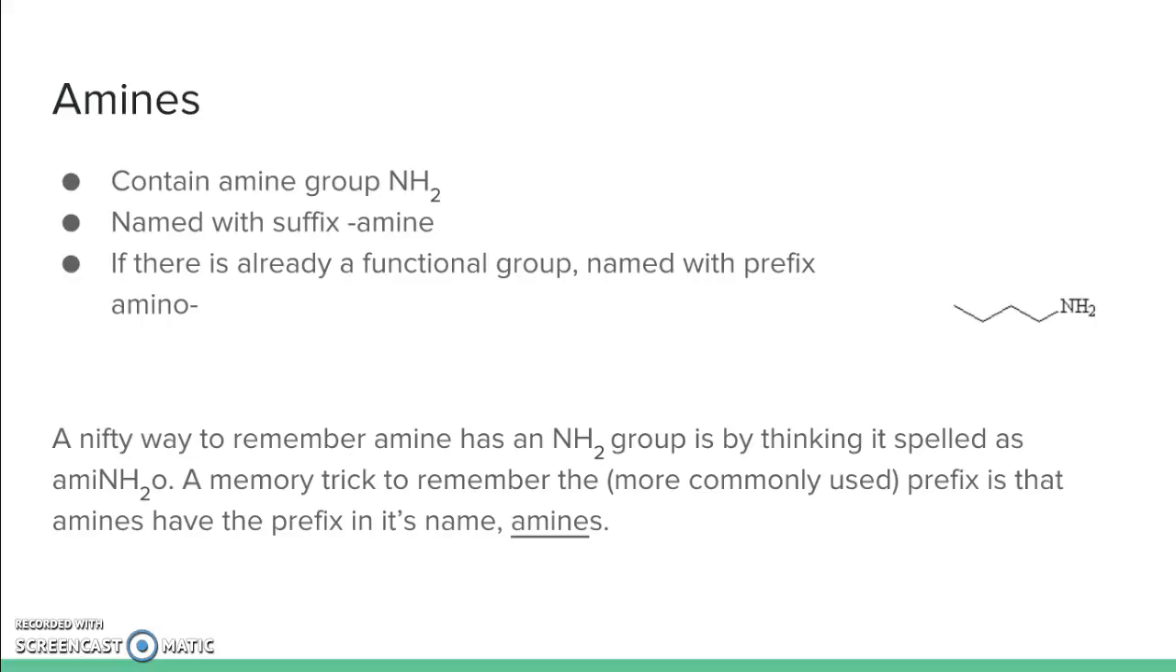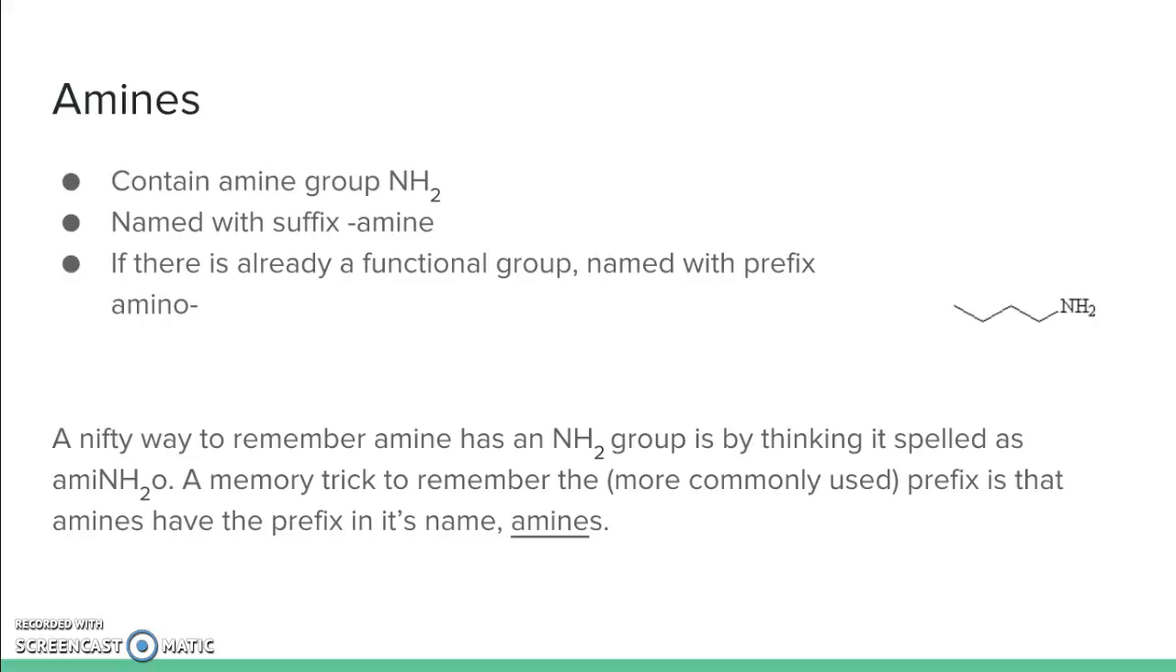So amines. Amines contain an amine group, NH2. They're named with the suffix amine, and if there's already a functional group, it's named with the prefix amino. So a nifty way to remember that amine has an NH2 group is by thinking about how it's spelled differently. I spell it like "amine", which has NH2 in the middle, "amino", and a memory trick to remember the more commonly used prefix is that amines have the prefix in its name, amine.